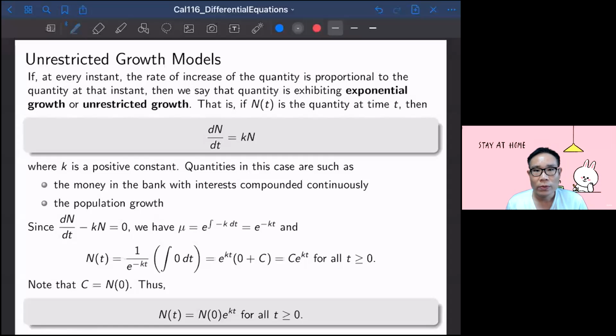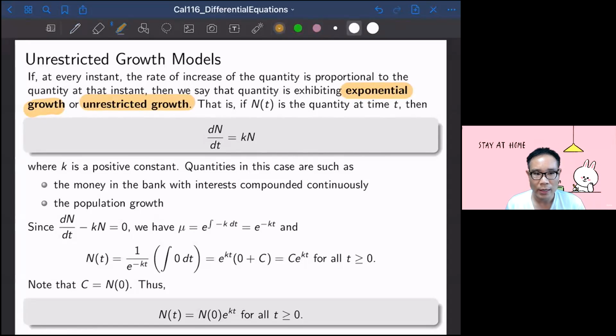Okay, so in this video, I'm gonna talk about applications of differential equations. We're gonna study two growth models. The first one is called exponential growth, or unrestricted growth.